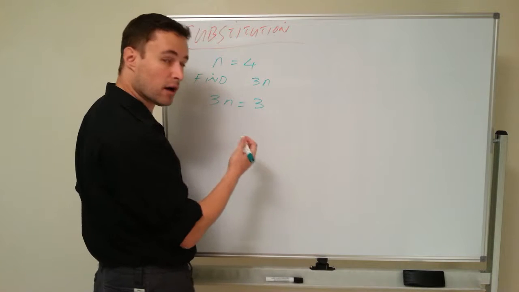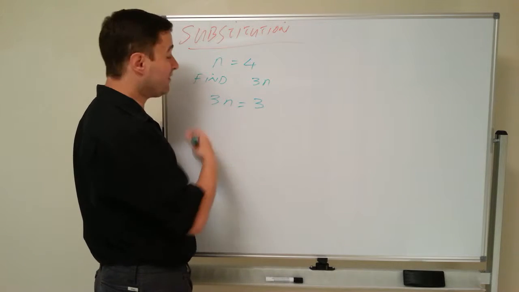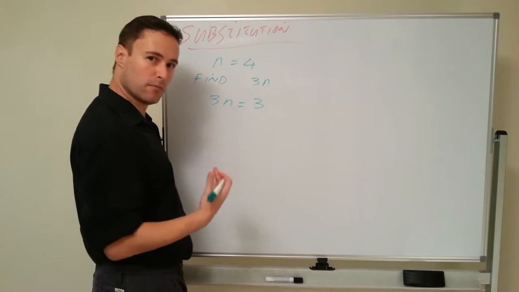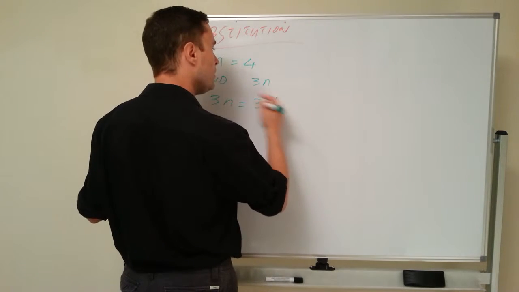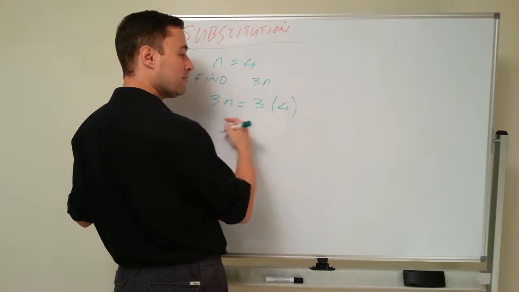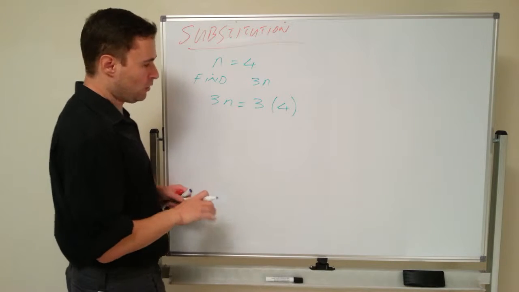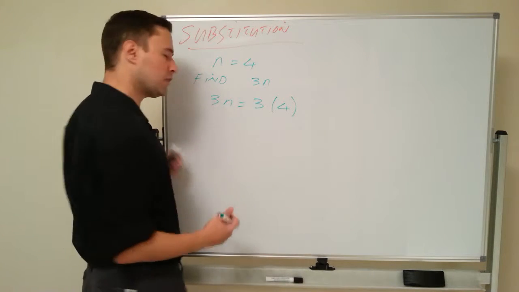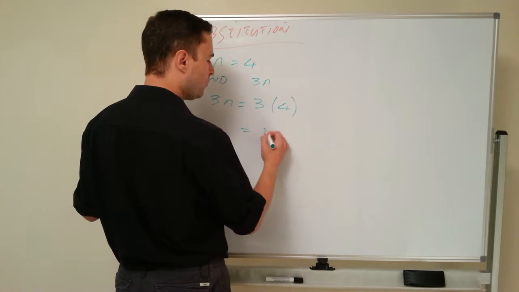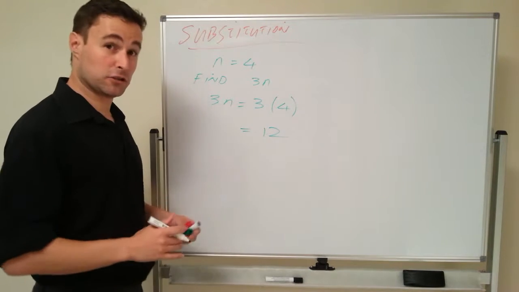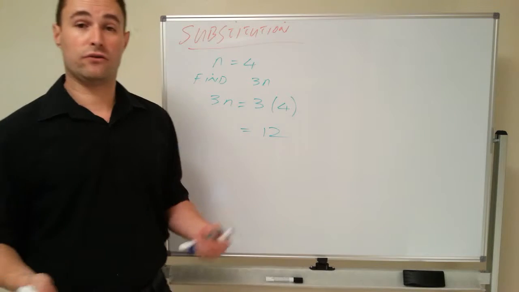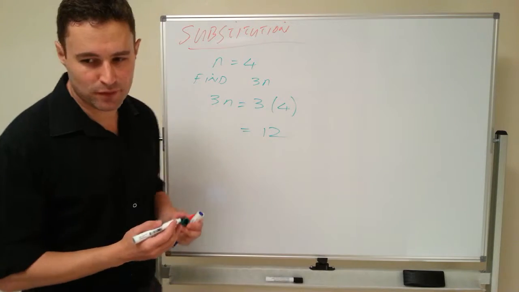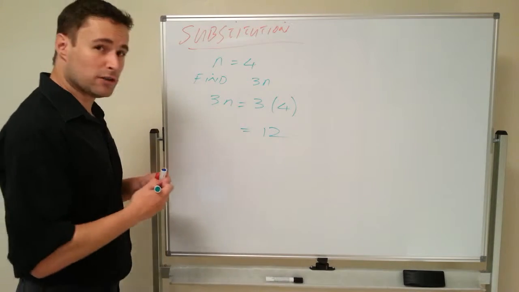Wherever I see the letter, sorry, I'm going to replace it with the number in brackets. So n is 4, so I'm going to replace it like that. Now, what does this mean? Well, this means multiplication. 3 brackets 4 means multiplication. So it's just simple. 3 times 4, done. 12. Finished. When n equals 4, 3n equals 12. Piece of cake, huh?